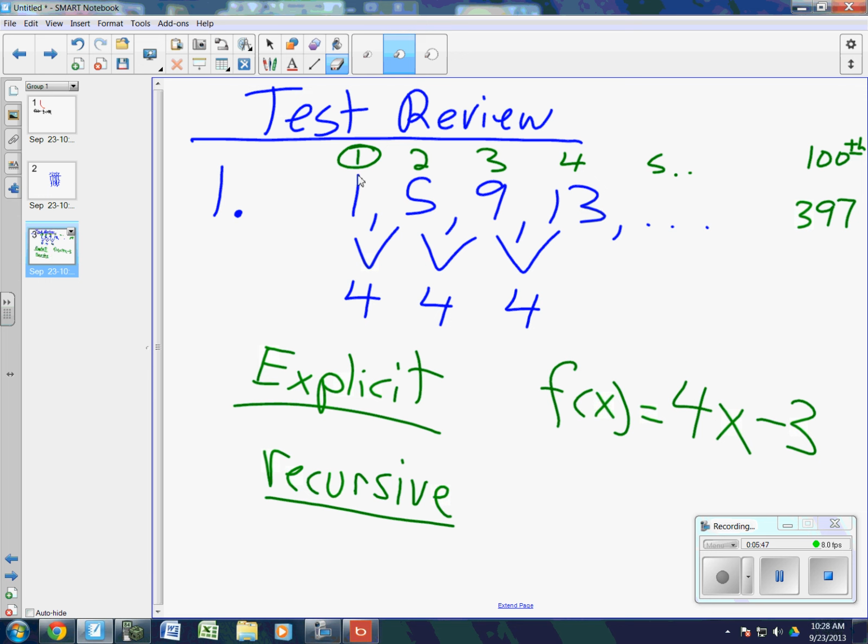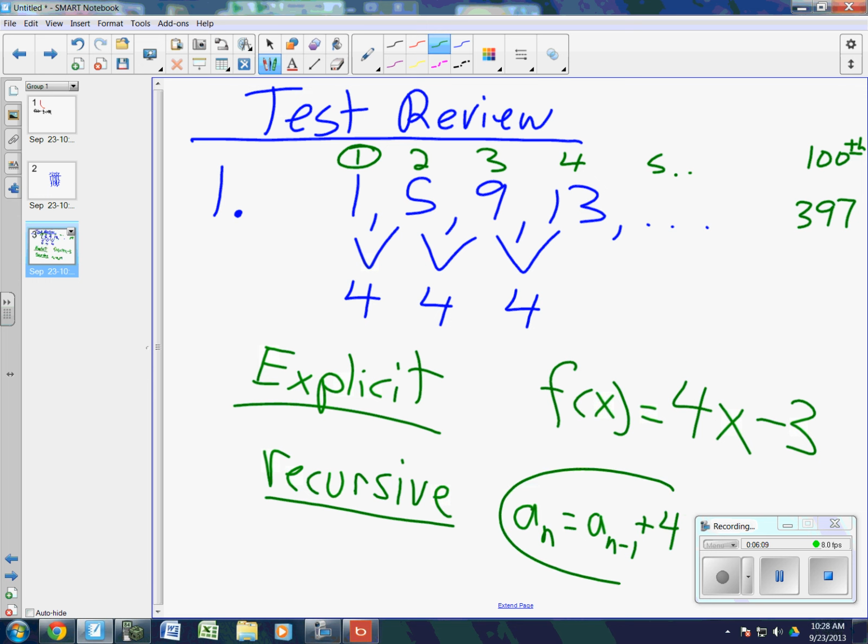Let's just use this, A sub n. A sub n is equal to A sub n minus 1, because I always have to have the previous term, right? And then what am I going to do to the previous term to get the next term? Add 4. That was the common difference. And so there's my recursive formula.